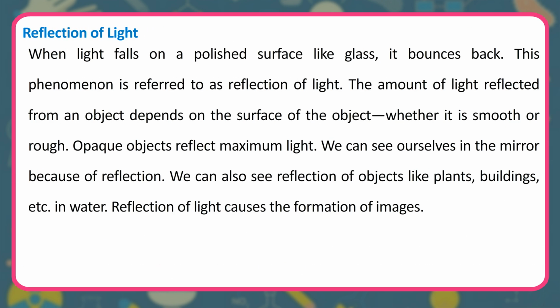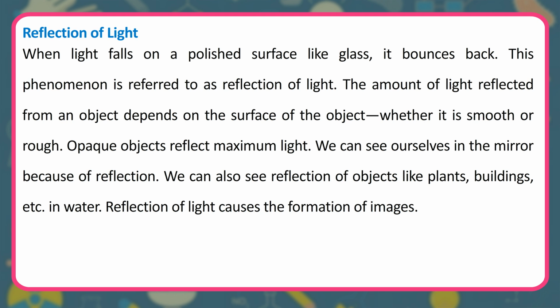Reflection of light. When light falls on a polished surface like glass, it bounces back. This phenomenon is referred to as reflection of light. The amount of light reflected from an object depends on the surface of the object, whether it is smooth or rough. Opaque objects reflect maximum light. We can see ourselves in the mirror because of reflection. We can also see reflection of objects like plants, buildings, etc. in water. Reflection of light causes the formation of images.